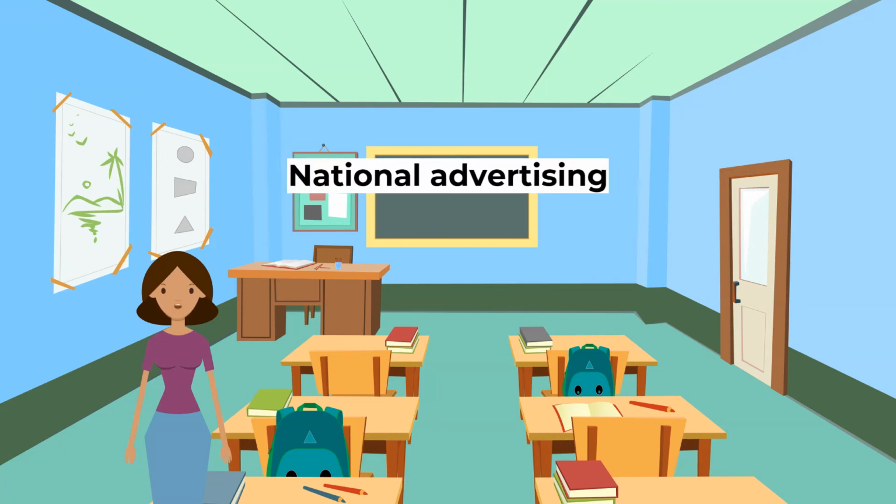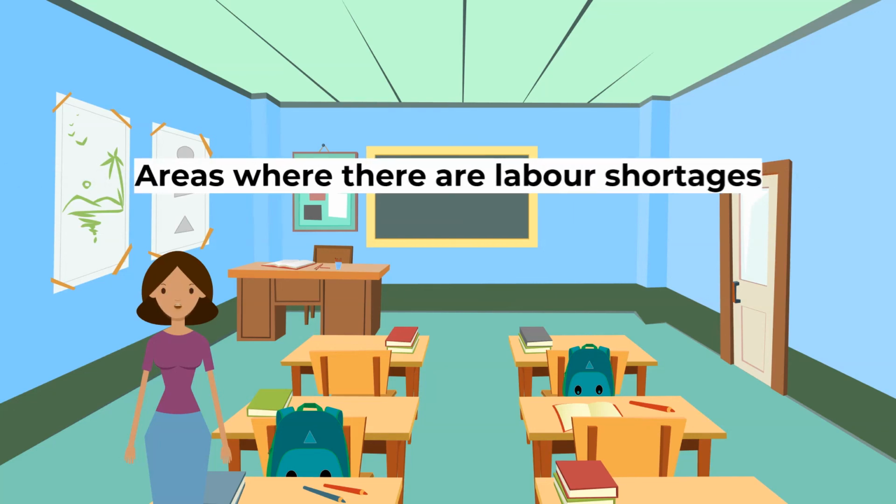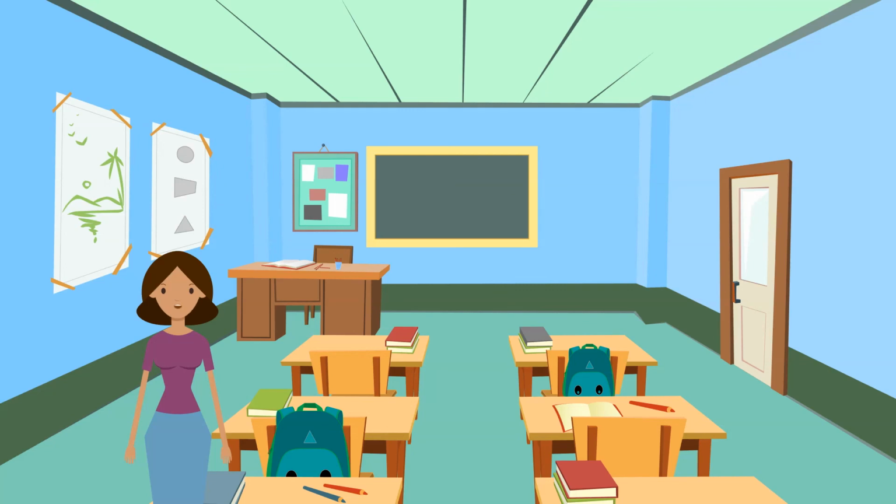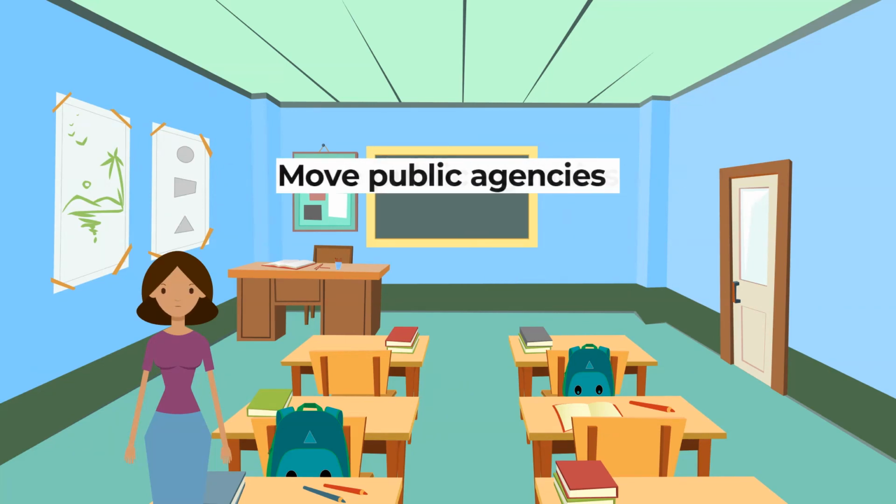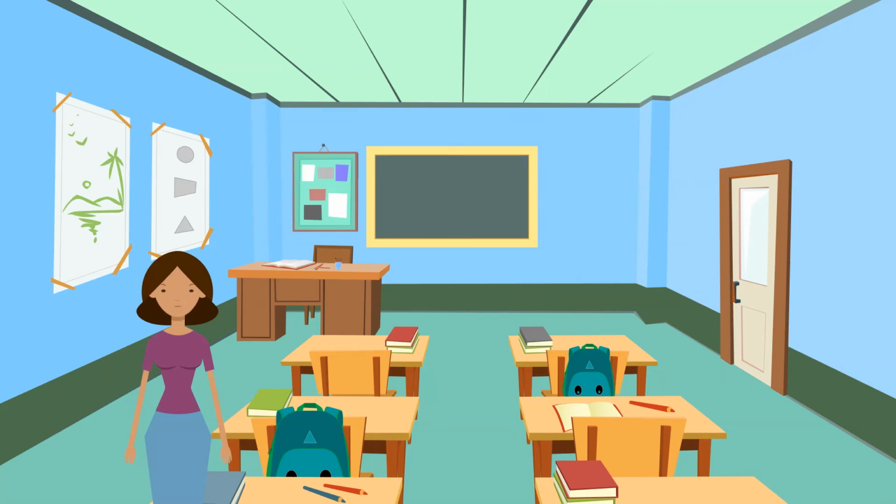National advertising could be used so people know about jobs all over the country. The government could introduce subsidies on houses, taxes, etc. in areas where there are labor shortages to encourage people to move to the area and take up jobs. One action taken has been to move public agencies out of London. For example, the DVLA was moved to Swansea. Although this doesn't improve the mobility of labor, it helps to prevent excess demand for labor in one place and excess supply in another.